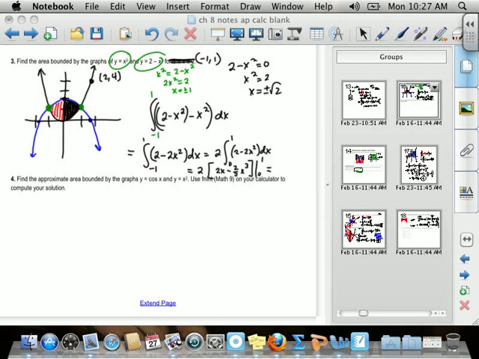Okay, so we're continuing on with 8.2, which is on area. We skipped one last time, right? Shh, guys, we skipped one last time. It was number 4. So we're going to go back and do that.